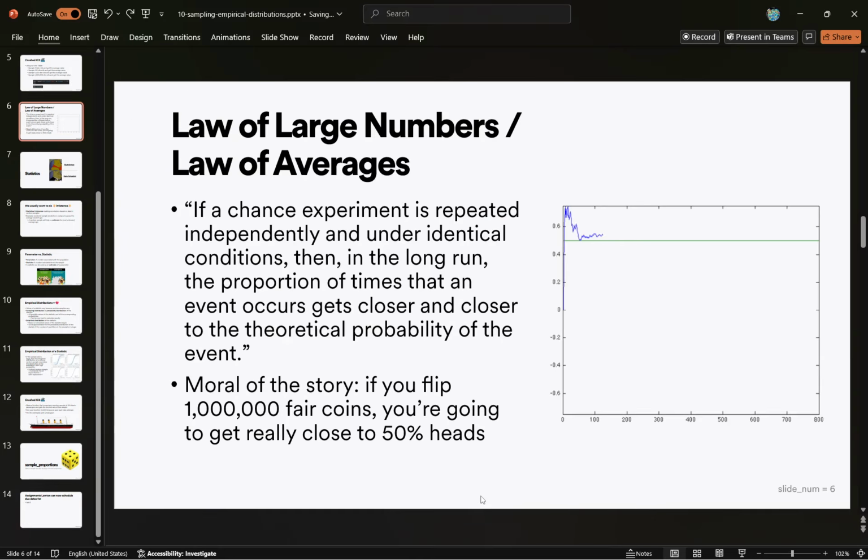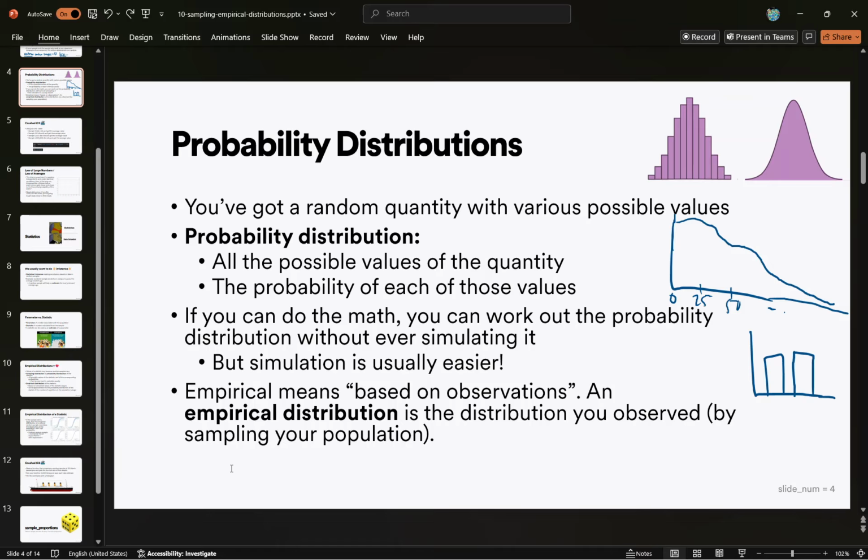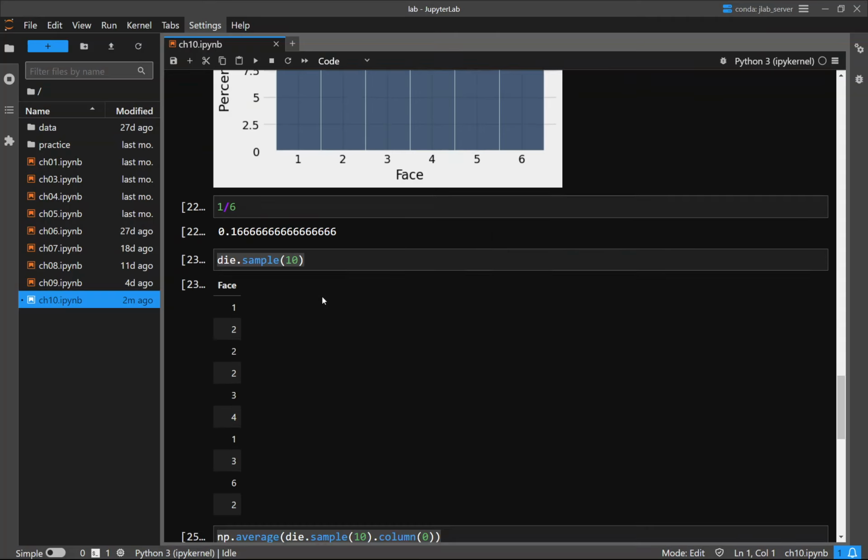We're always going to approach the right thing if we do enough. If we do enough, that's what the law of large numbers, the law of averages, gives to us. So yeah, let us compute now some empirical distributions and see this law in action. I'm very excited.